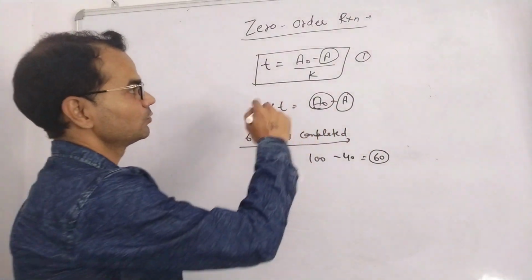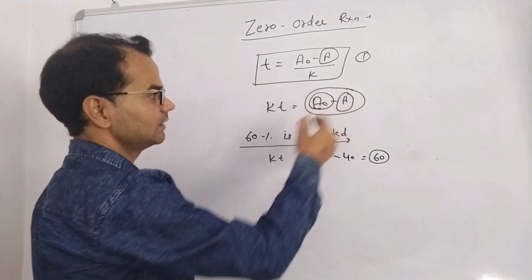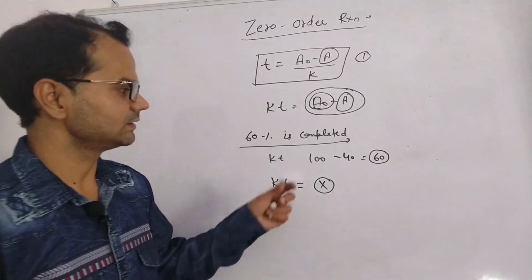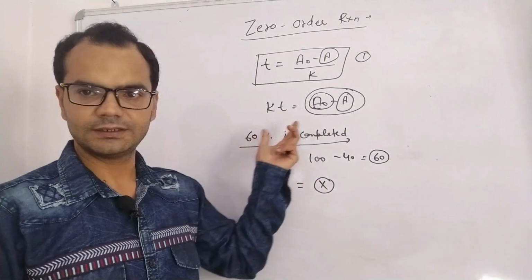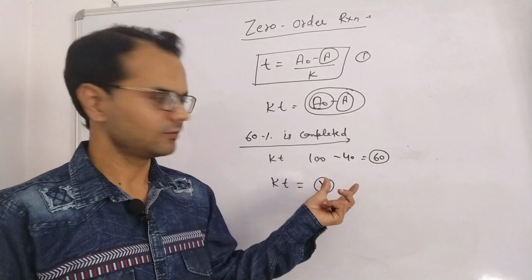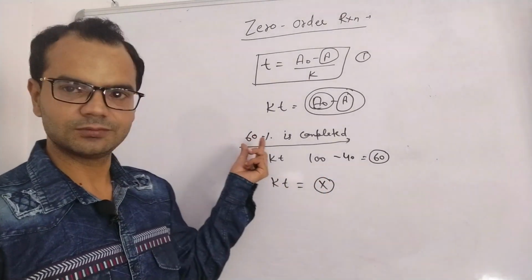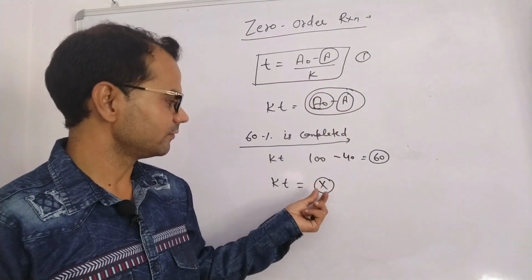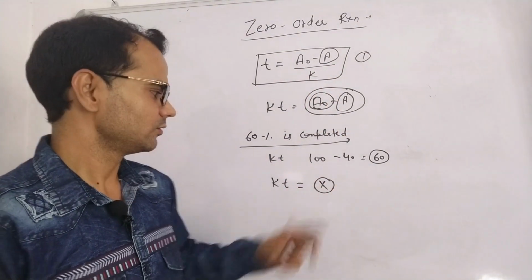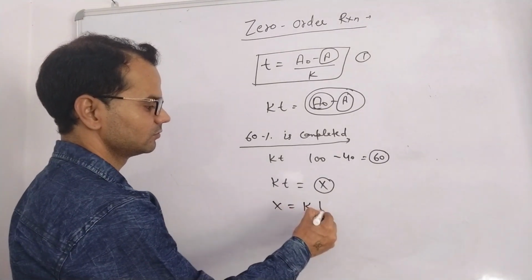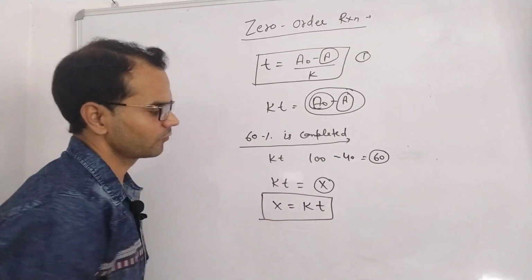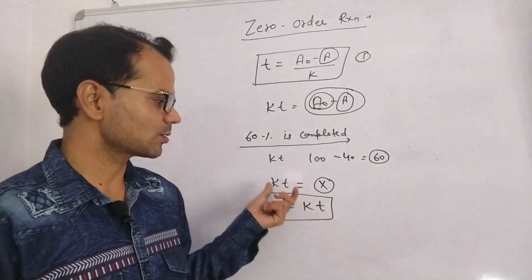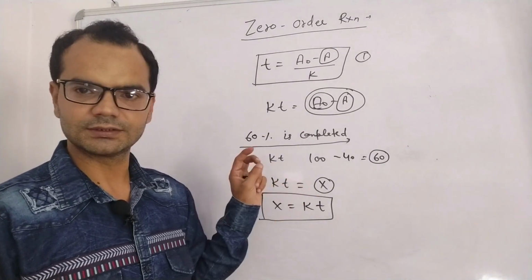So I am going to change this A naught minus A to a term X. X represents that amount of reactant which is converted into product. So the value of X is here directly 60%. A naught minus A, I changed it to a simple word X. You can use any other word also. So now the equation is X equal to KT. For numericals, you can use this to get accurate and quick answers.